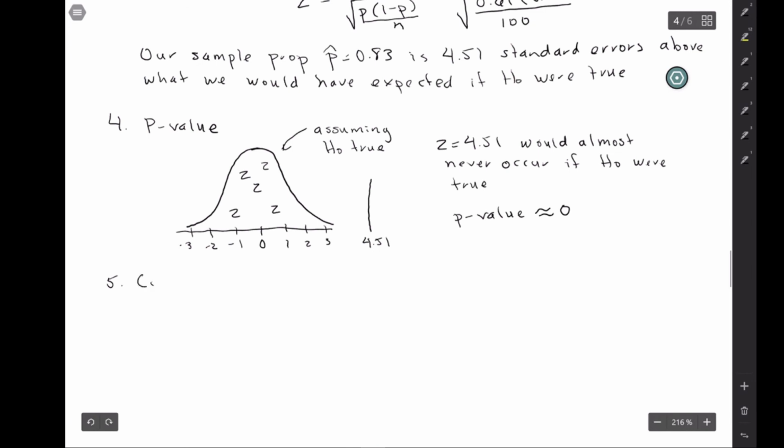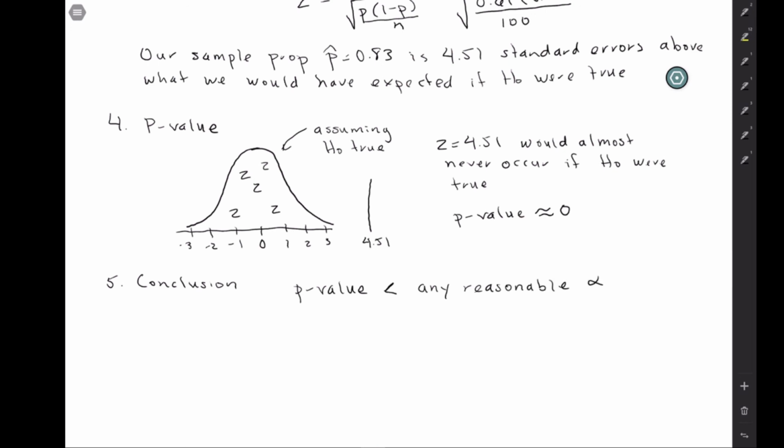Okay, so the fifth step is our conclusion. We always want to write our conclusion in context to make sure it would be clear, even if somebody didn't really understand statistics. To make our conclusion, first of all, we need to think about the size of our p-value. A lot of times we compare it to an alpha, but here that's not really that important because it's so small that it is going to be smaller than any reasonable alpha level. We'll usually see alphas of like 0.1, 0.05, 0.01. This p-value is smaller than any of that.